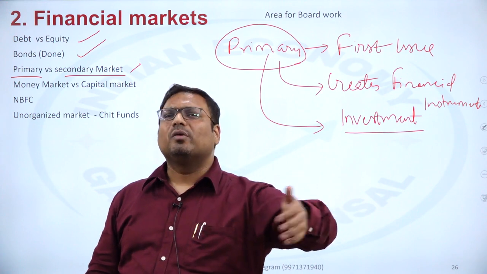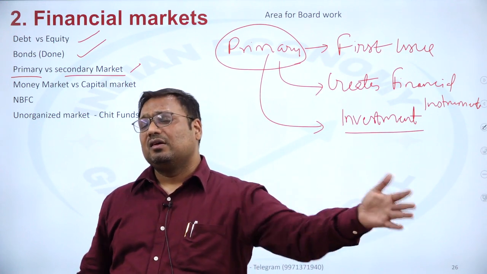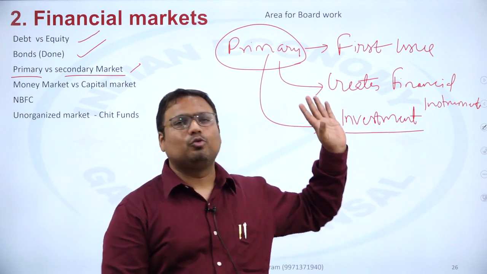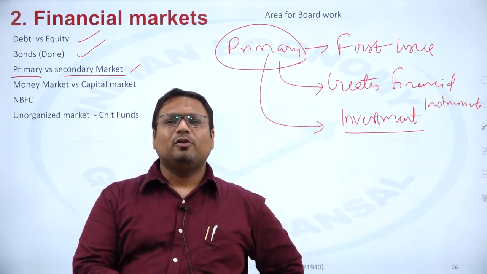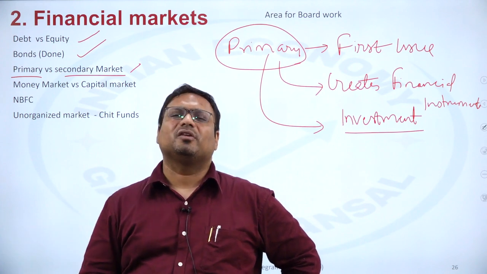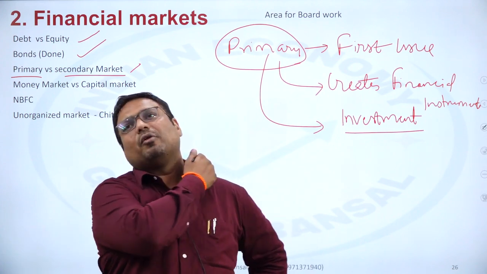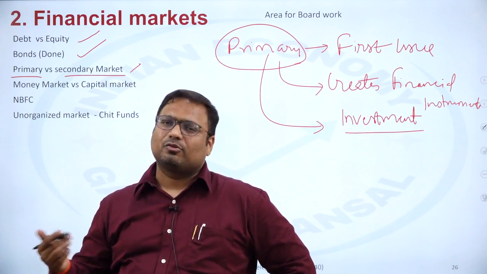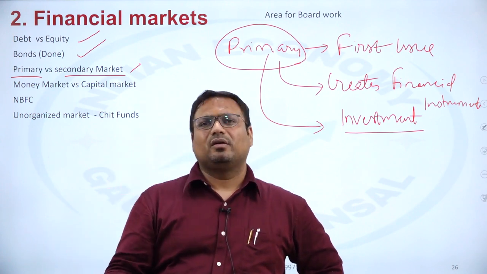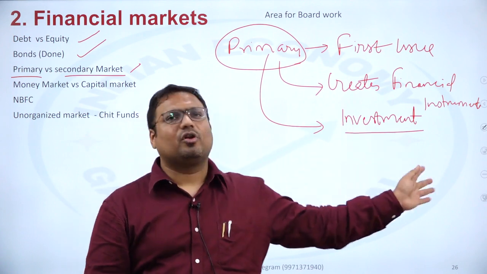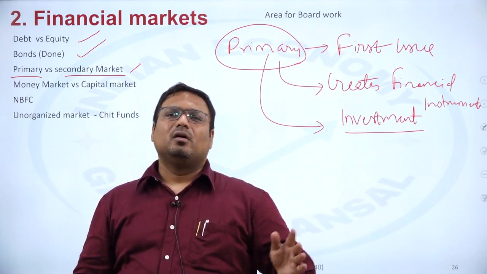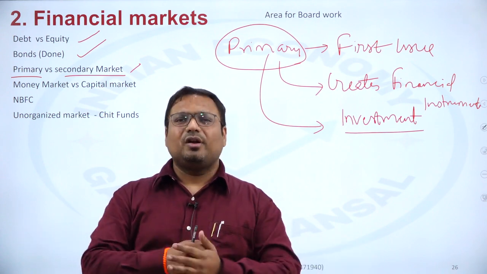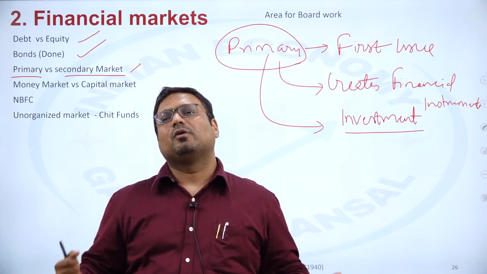Later, after 2 months, you sell this share to someone else. Now the company is out of it. After the IPO, the company is not related to these transactions anymore. When you sell this share, you sell it to some other person. Now the money will not go to the company, and that money is not going to create investment. So secondary market doesn't create investment. Secondary market leads to transfer of funds between people. Secondary market's role is liquidity. It improves the convertibility or acceptability of these instruments.